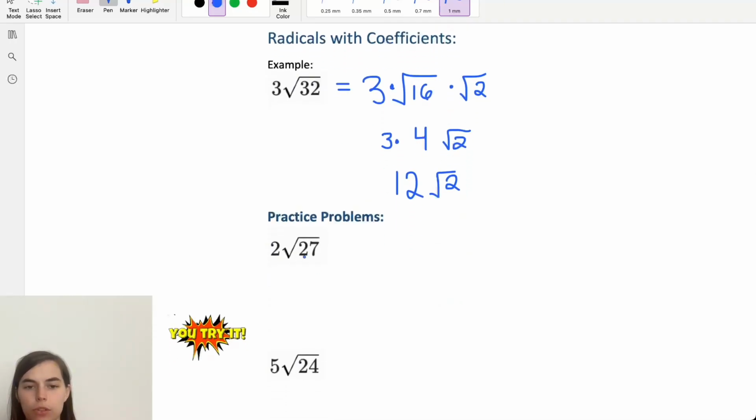Okay, let's try another problem, another practice with this. So we've got 2 times the square root of 27. Again, we're going to leave the 2 alone on the outside. Square root of 27, what is the biggest perfect square that goes into 27?